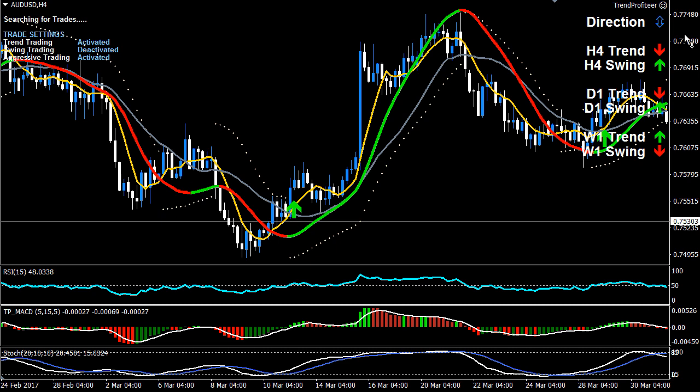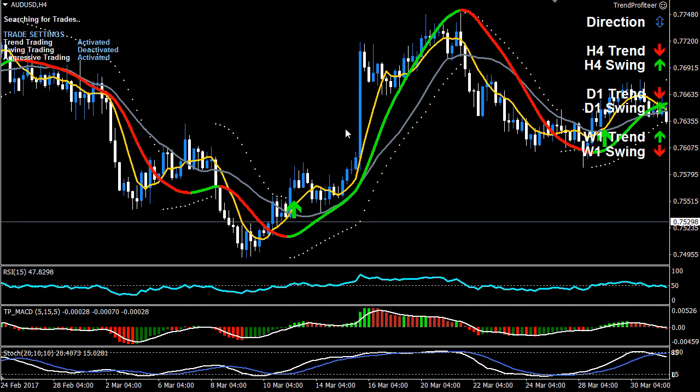Now, the first thing that we look at to determine whether it is an aggressive trade or not is the overall trend direction, which in this case is a bidirectional signal, no more than three arrows pointing up, no more than three arrows pointing down. So this is the one that I want to look at. It's a trend trade buy for an aggressive trade.